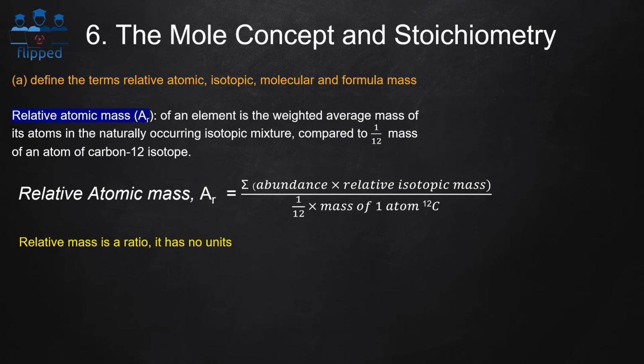Similarly, relative atomic mass, we have actually seen this in the O-level syllabus, the high school syllabus. Basically, relative atomic mass is talking about elements, and is the weighted average of its atoms in the naturally occurring isotopic mixture, compared with 1/12 the mass of an atom of the carbon-12 isotope. This formula looks very complicated, right? It's very different from what we have seen, but actually it's not any different.